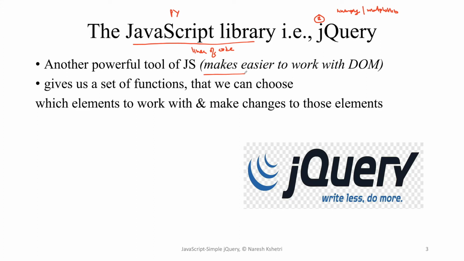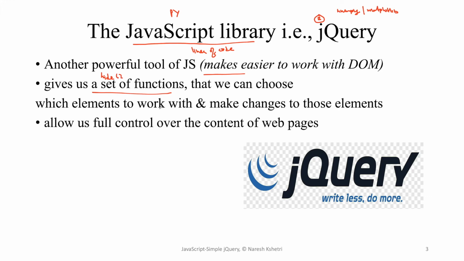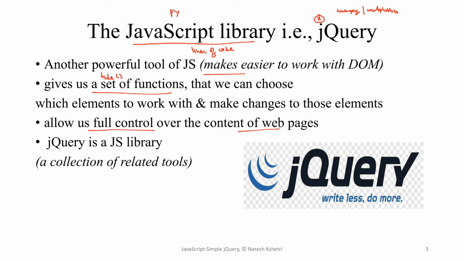They provide us a set of functions. For example, they give us a function like hide. So they are built-in functions. You can use that function and make changes in our code. That means that library is allowing us full control over the content of web pages. That's why it is a collection of related tools.